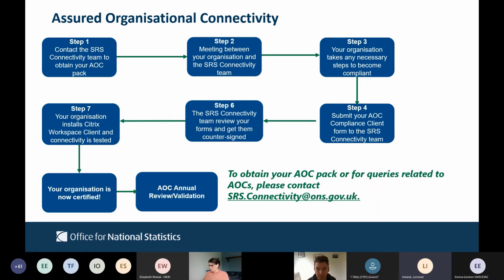Step 4, you submit your AOC compliance client form to the SRS connectivity team. The team will then review the form and get it countersigned. Your organisation will install Citrix Workplace Client and connectivity is tested. Your organisation is now certified. The AOC has an annual review and validation.